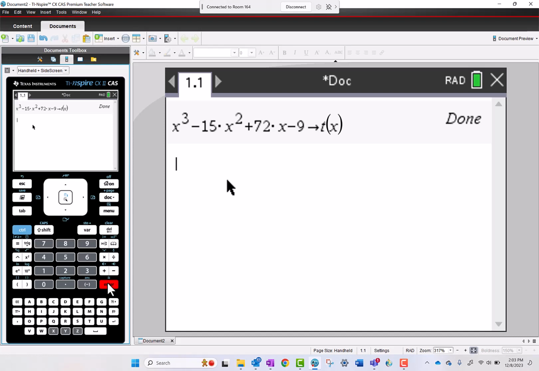So now we need what? We need t of 3. We need to find that number. T of 3 is 99. We need t of 4.